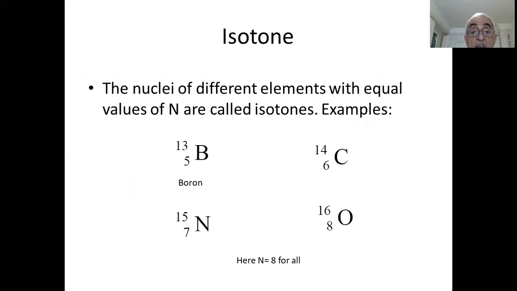Isotones. The nuclei of different elements with equal value of N are called isotones. So isotones are nuclei of elements which have the same number of neutrons. Example: boron 5 by 13, carbon 6 by 14, nitrogen 7 by 15, oxygen 8 by 16. Here in these four nuclei of elements, N equals 8 for all, the same number of neutrons. So these are called isotones.